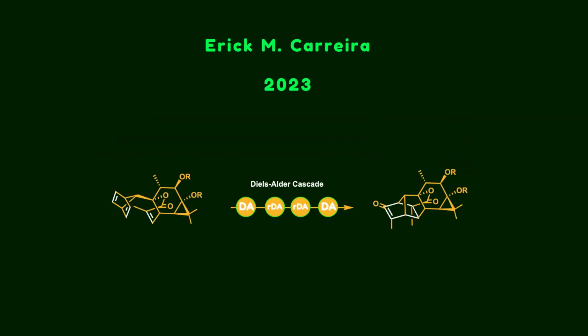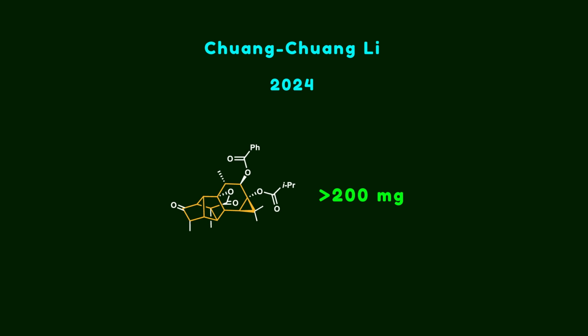In 2023, Professor Carreira's group achieved the first total synthesis of pedrolide in 20 steps, utilizing a sequence of Diels-Alder reactions to construct the target molecule. In 2024, Professor Chang Li's lab reported a new strategy for synthesizing pedrolide, enabling access to larger quantities of this compound. In this video, I'm gonna explain this strategy.